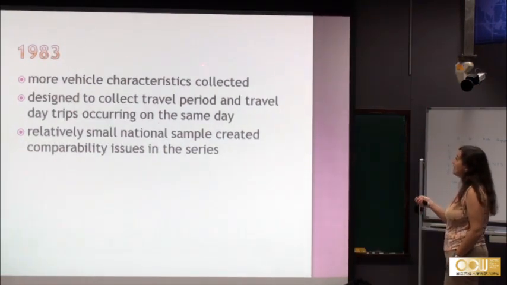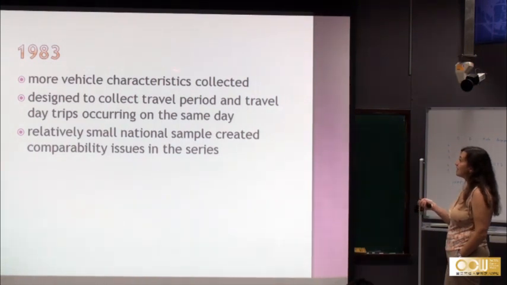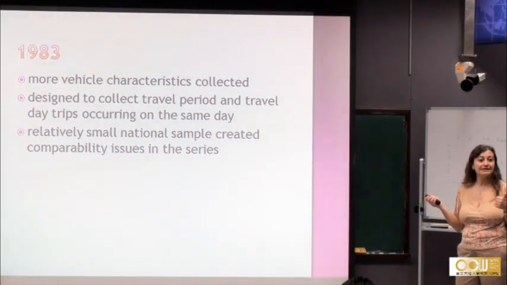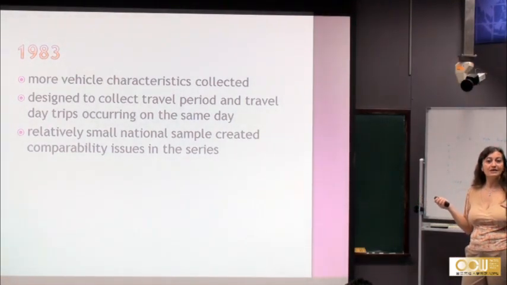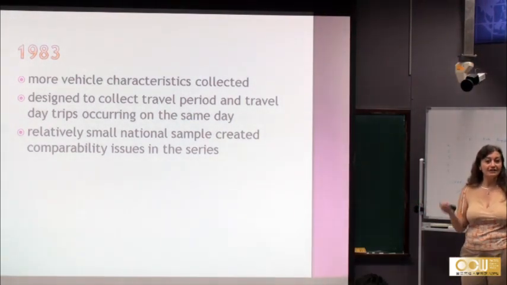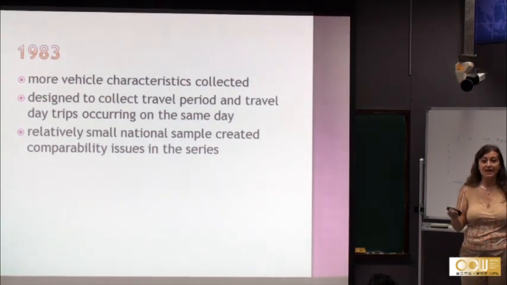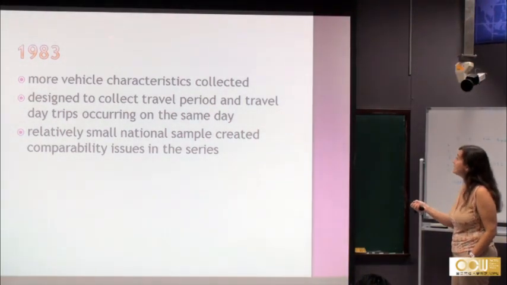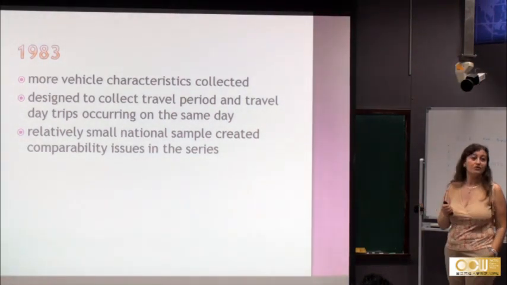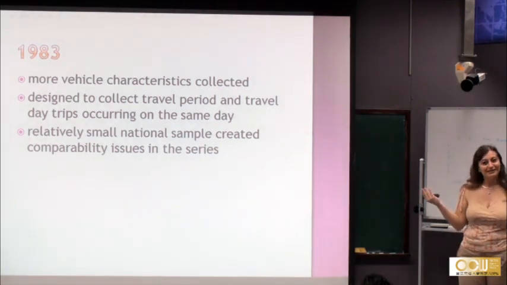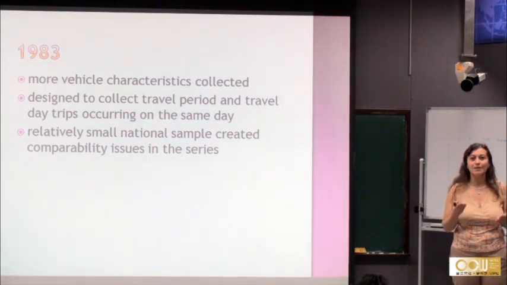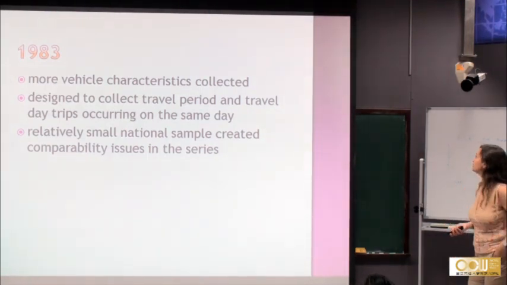In 83, they started to have vehicle characteristics collected. Remember that household travel surveys collect data about households, individuals, and vehicles. So you have everything about households, everything about individuals, everything about trips, and everything about vehicles. So in 83 they started to collect information about vehicles. That's why I can have these wonderful car ownership models, because there is everything there about the vehicles of the household.